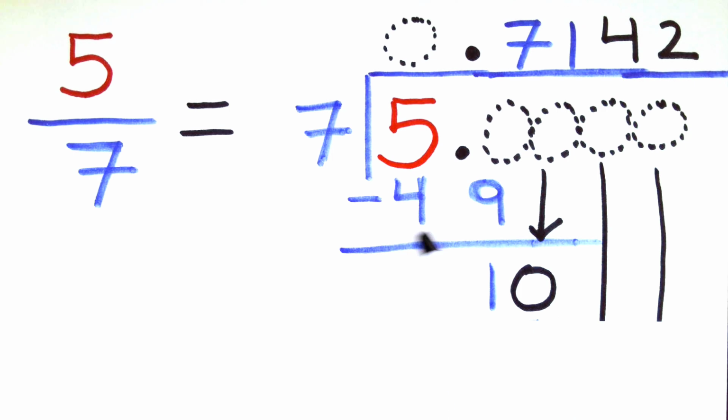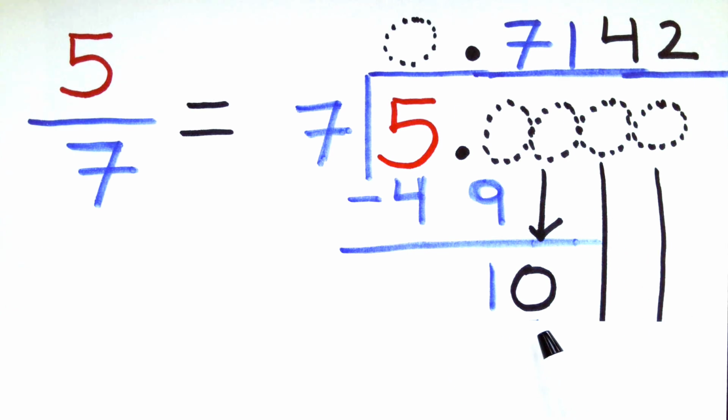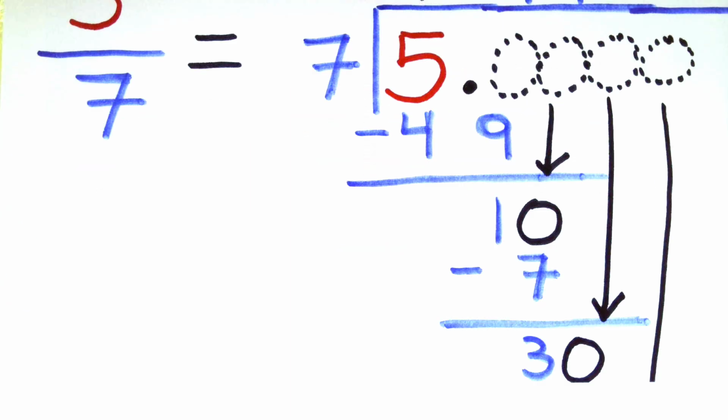All right? So 7 times what number gives me closest to 10? Well, 7 times 1 is 7. So I'm going to take that product, the answer to a multiplication problem, 7 times 1. I'm going to subtract 7 from my target value of 10. 10 minus 7 is 3. I'm going to take the next value, which is 0, bring it all the way down, and my new target is 30.